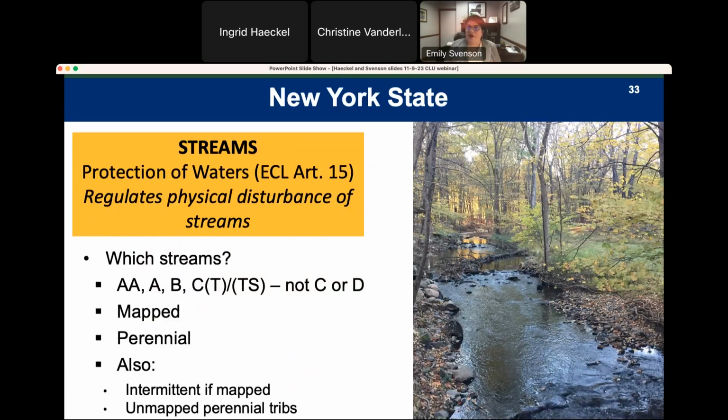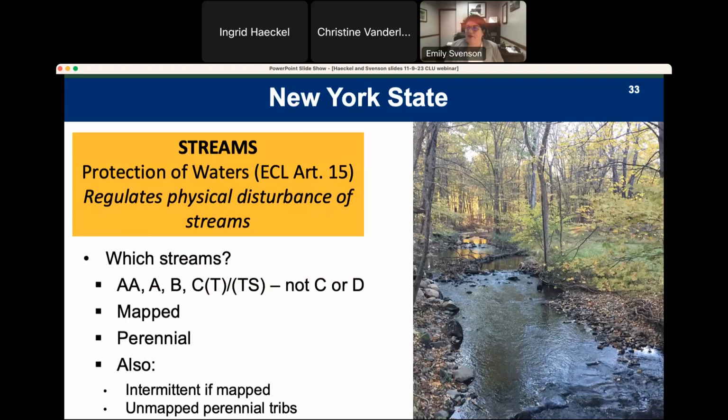So I'm going to start with New York State regulations. The reason I'm starting with New York State is because for the most part, they're the stronger set of regulations. Occasionally people think that if something is a federal wetland, that must mean it's highly regulated, but the federal regulations tend to not be as strong as the state ones. So we're going to start with New York State.